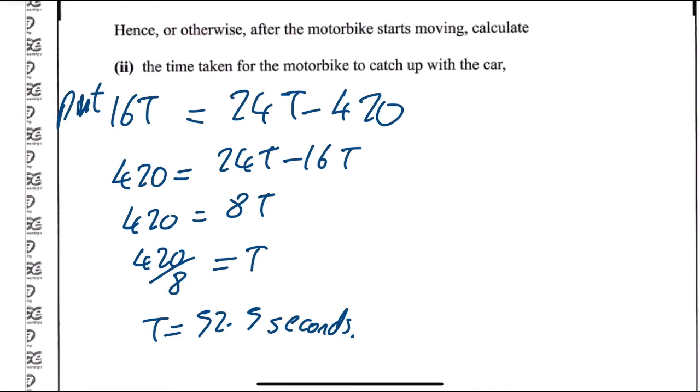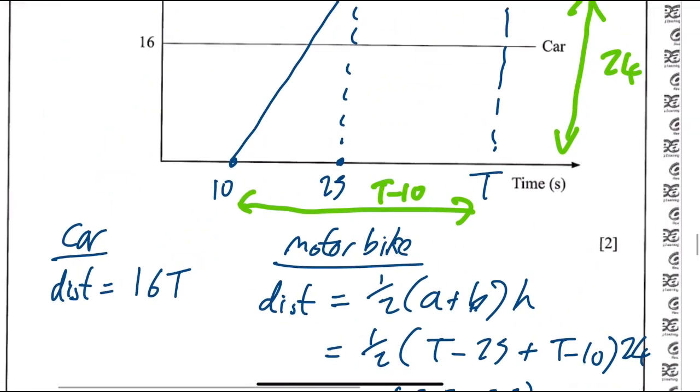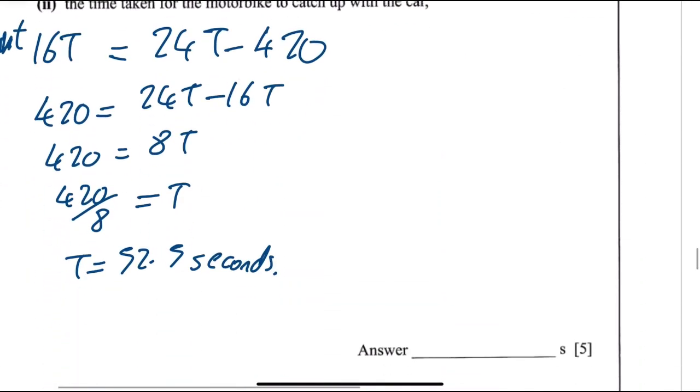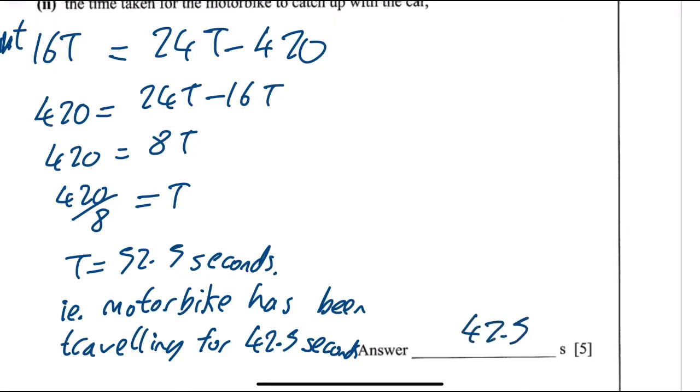Okay, now the question says, hence or otherwise, after the motorbike starts moving, calculate the time taken for the motorbike. So it's after it starts moving. The motorbike hasn't been moving for t. The car's been moving for t. The motorbike, you can see here, only starts at 10 seconds later. So your answer is going to be, i.e., the motorbike has been travelling for 42.5 seconds.